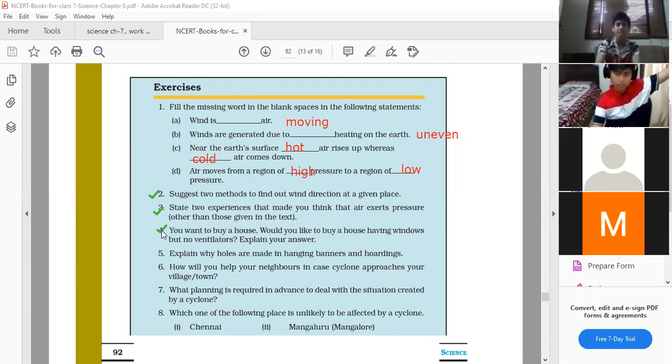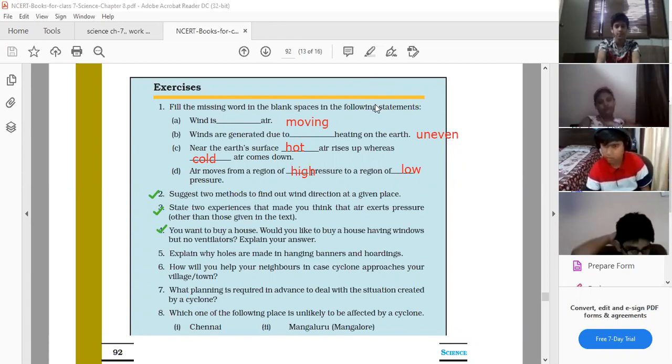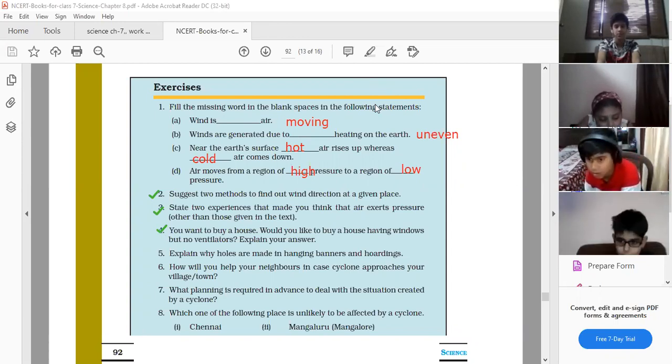Wait for a second, children. You just need to follow the right answer for it. And you know the ventilators are near the roof. They are on the top of the house. So why is it so? Why are they near the roof? Yes, the hot air goes out through the shaft.